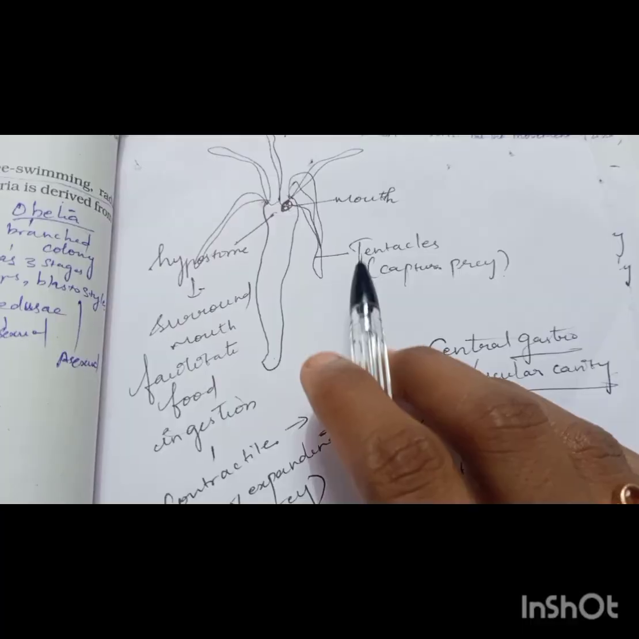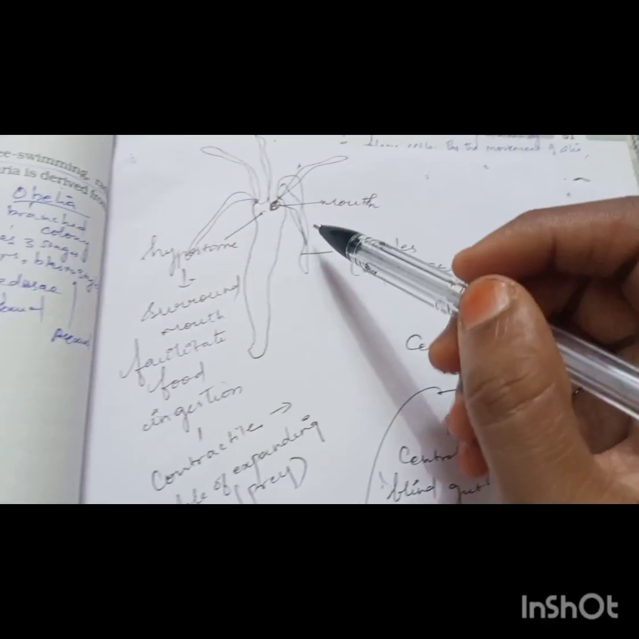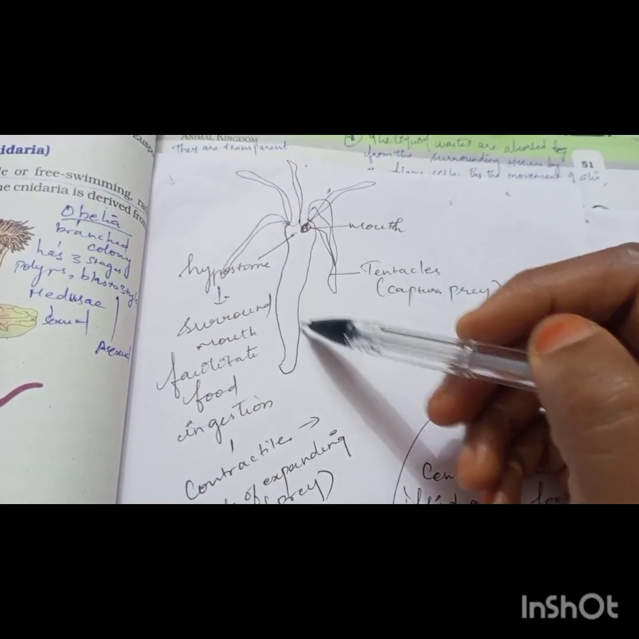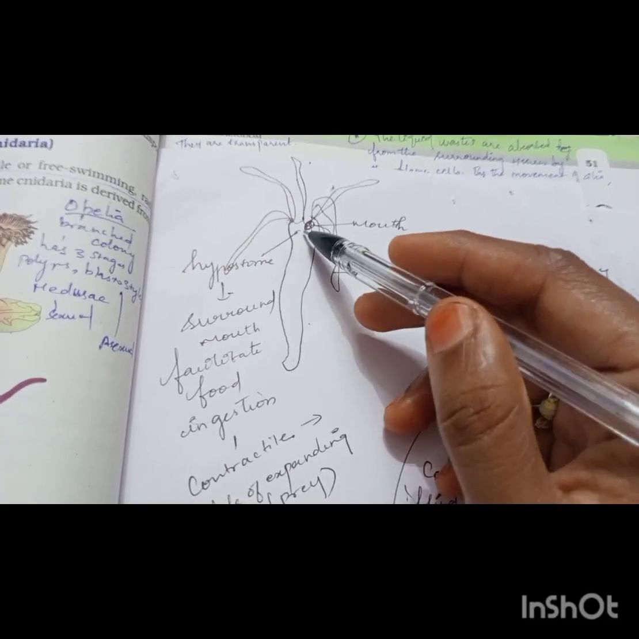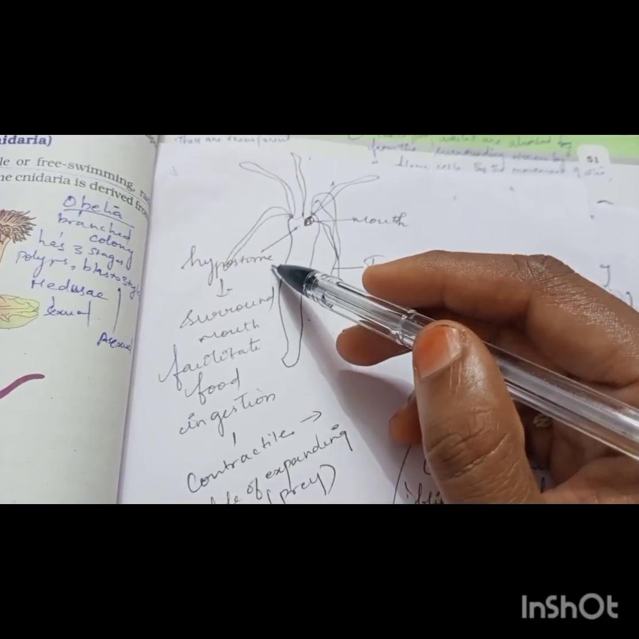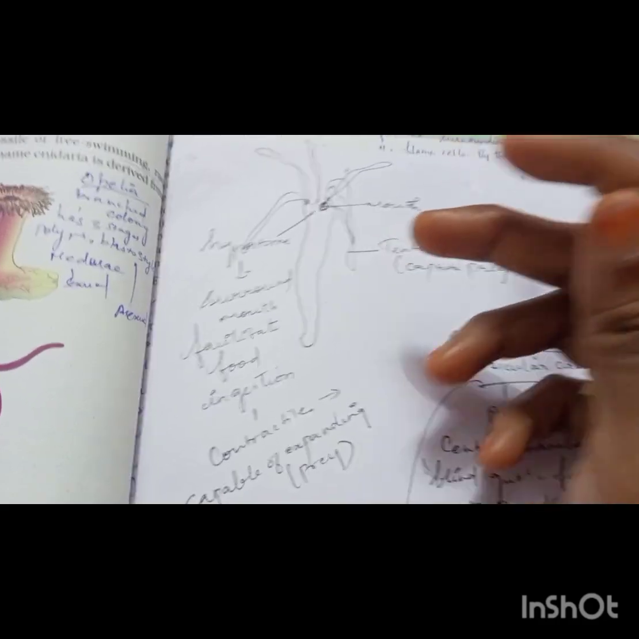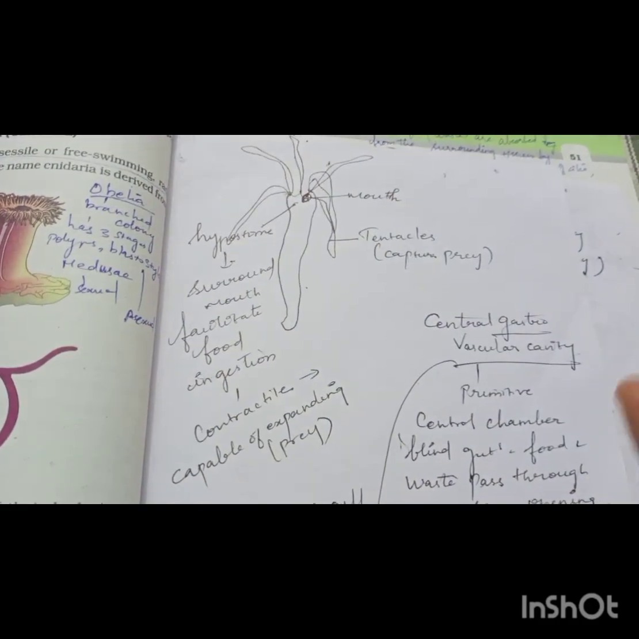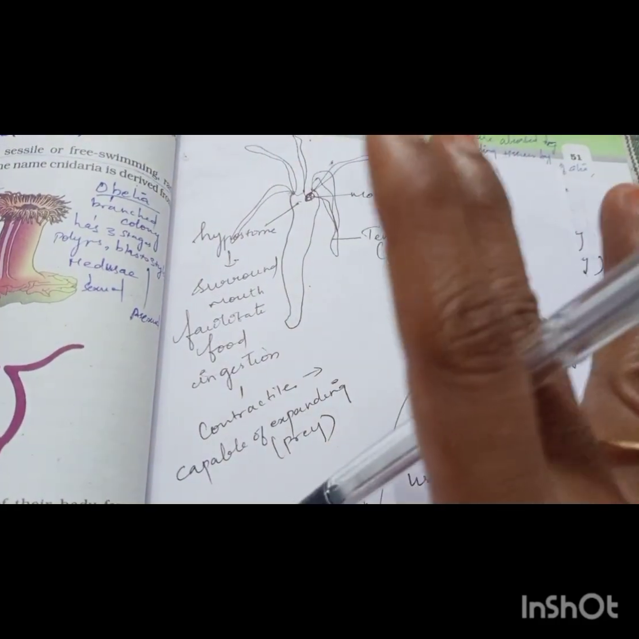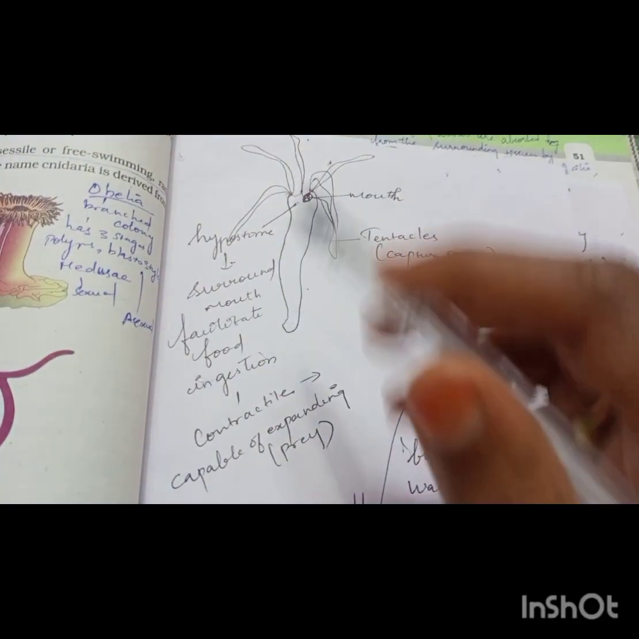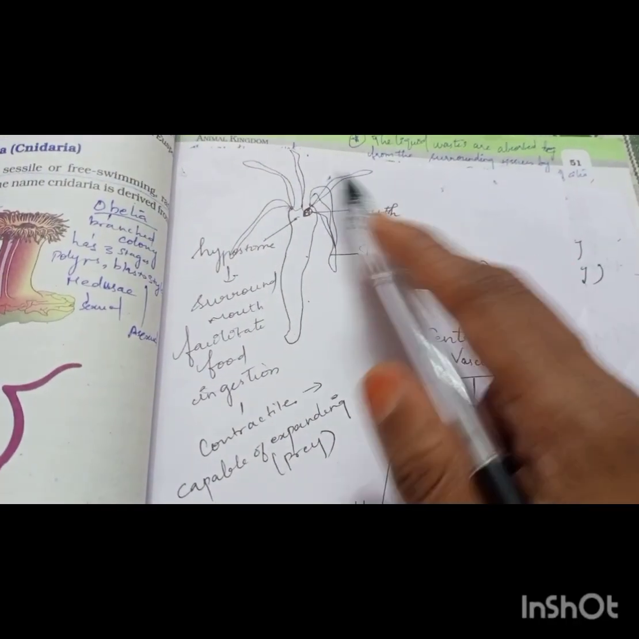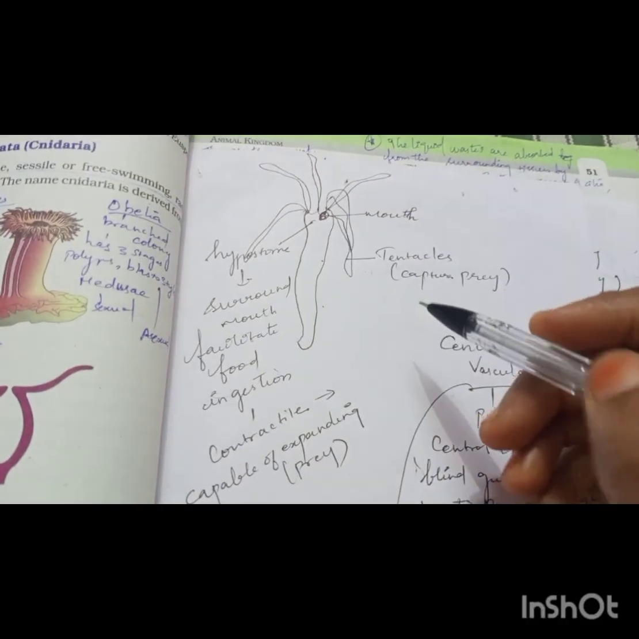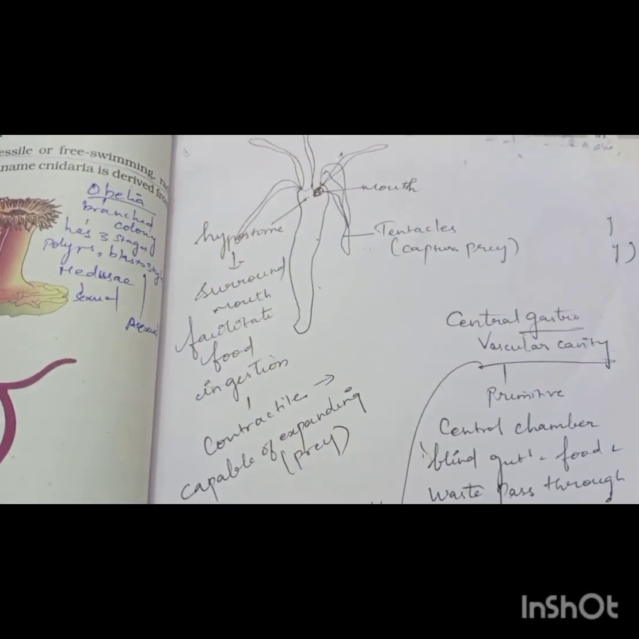So here let's see an explanation about what I have said now. This is the structure of Hydra. So you can see the mouth here, and surrounding the mouth is the hypostome. It actually helps in the ingestion of food, as it is capable of contracting and expanding. By contracting and expanding, it will capture the prey and send it through the mouth. And these tentacles surrounding it also aid in the function of capturing the prey.